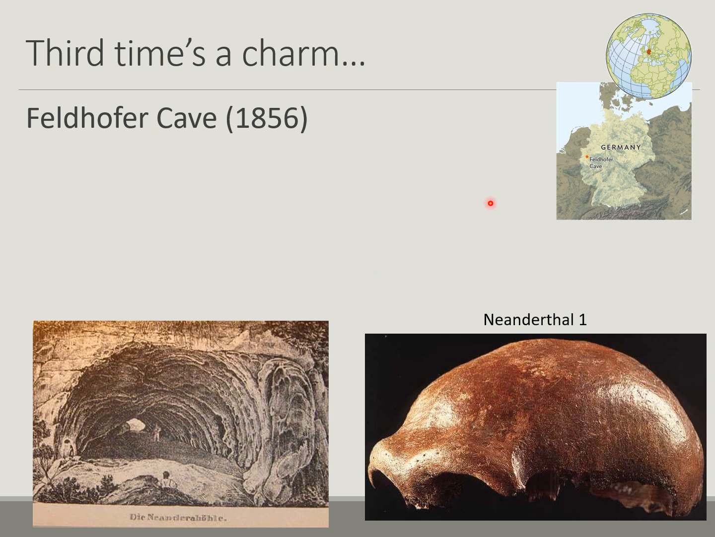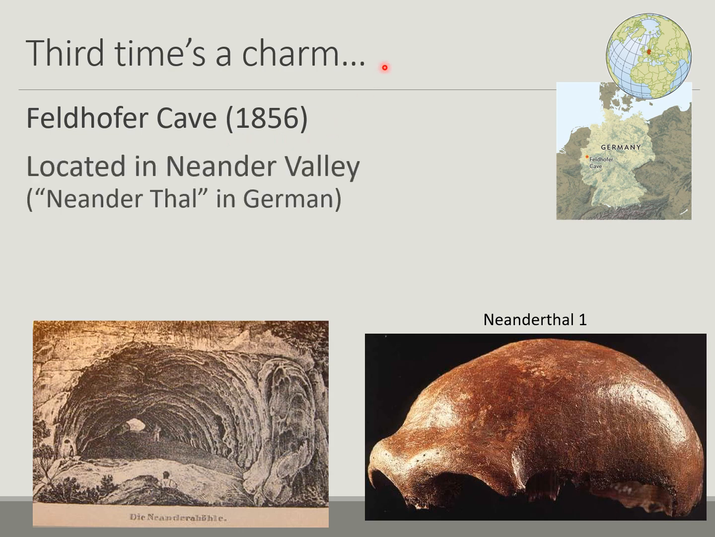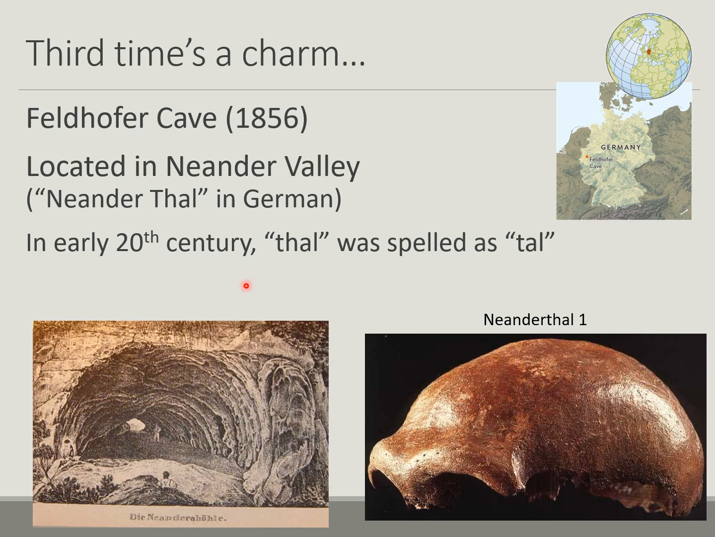Okay, so third time's a charm. This is the site of Feldhofer Cave in Germany. This one was discovered in 1856. It is located in the Neander Valley, and Neander translates to Neanderthal in German. But you can see here there's an H. In the early 20th century, Thal became standardized in terms of spelling as Tal, T-A-L. I believe that T-H-L is also still pronounced Tal, so the H is silent. But in Germany, they standardized the spelling, so it became T-A-L. So that's why for Neanderthals, we spell it without an H.